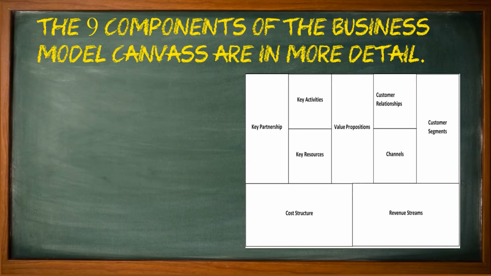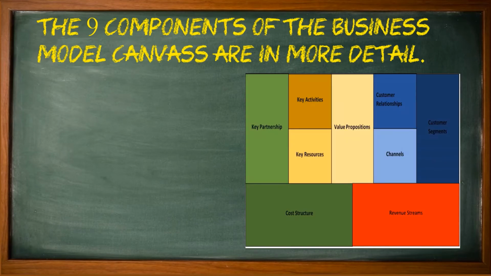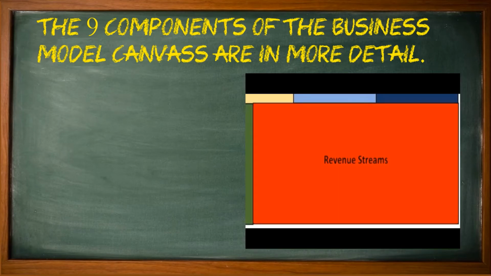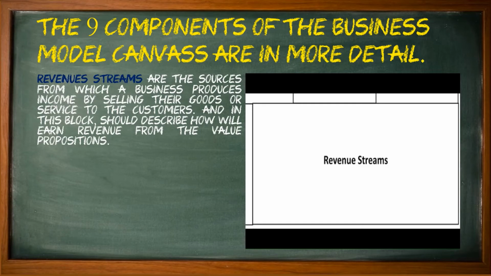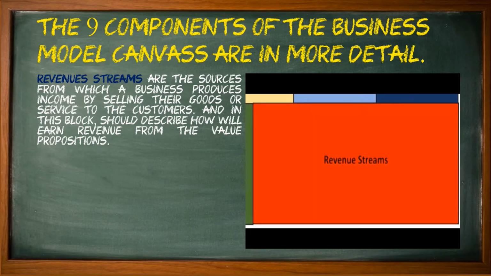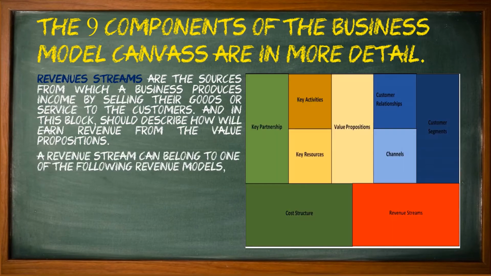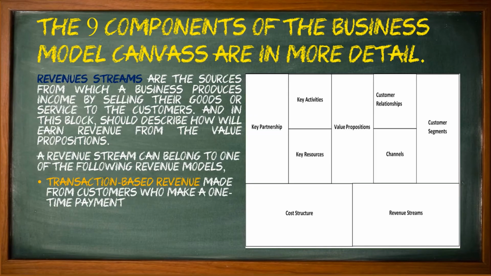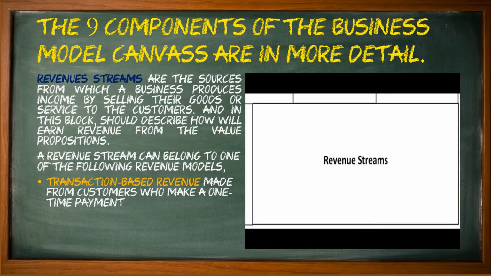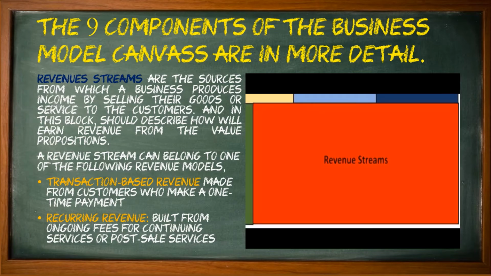The 9 components of the business model canvas are in more detail. The next component of the business model canvas is the revenue streams. Revenue streams are the sources from which a business produces income by selling their goods or service to the customers. In this block, we should describe how we'll earn revenue from the value propositions. A revenue stream can belong to one of the following revenue models. Transaction-based revenue, made from customers who make a one-time payment. Recurring revenue, billed from ongoing fees for continuing services or post-sale services.